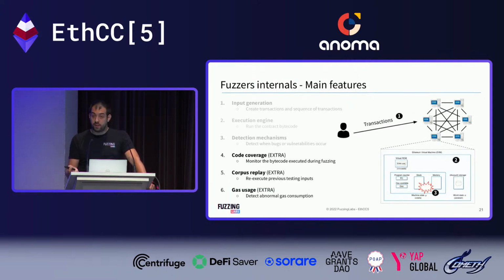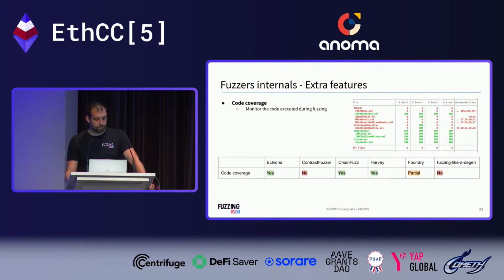Then there are some other interesting features. You can think of code coverage, corpus replay, and gas usage. I will try to detail those a bit more. They are not requisites to build a fuzzer, but they are extra features that actually bring a lot of value when you are doing that.